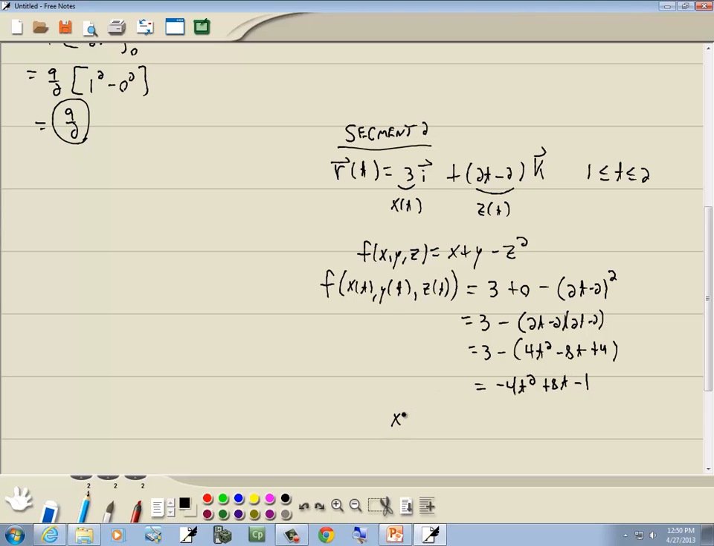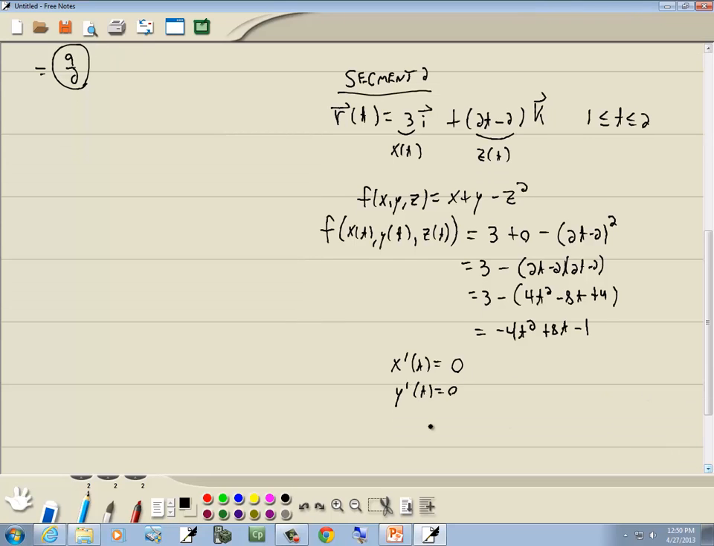Well, we also need x prime. Derivative of 3 is 0. Y prime, there is no y, so derivative of 0 is 0. And we need z prime. Derivative of 2t minus 2 is 2. So now we're ready to find this segment. Oops, that should be s, not x.